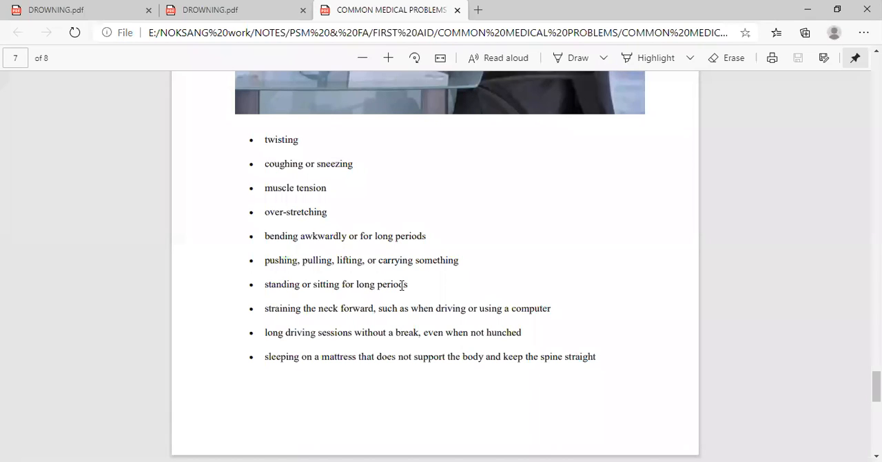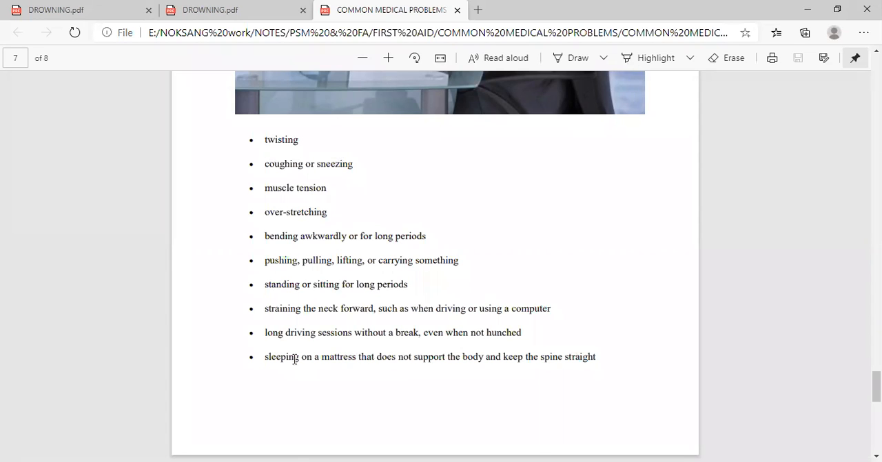Then straining your neck forward, such as when driving or using a computer. A person who drives a vehicle, be it a bus, a car, or anything, if you sit in an erect position, then there is no problem. But if you bend for too long in an awkward manner, then it might lead to backache.